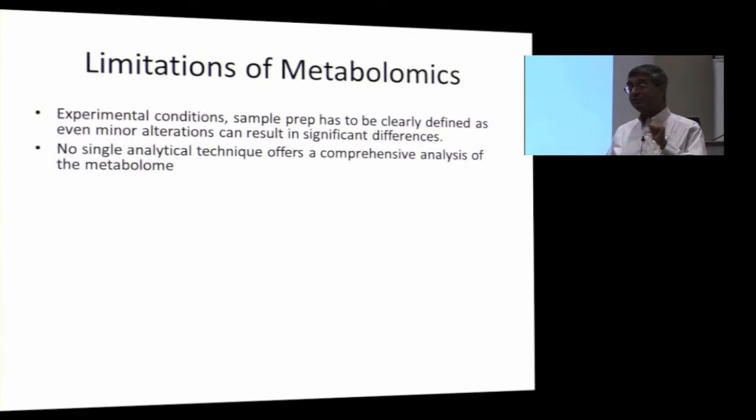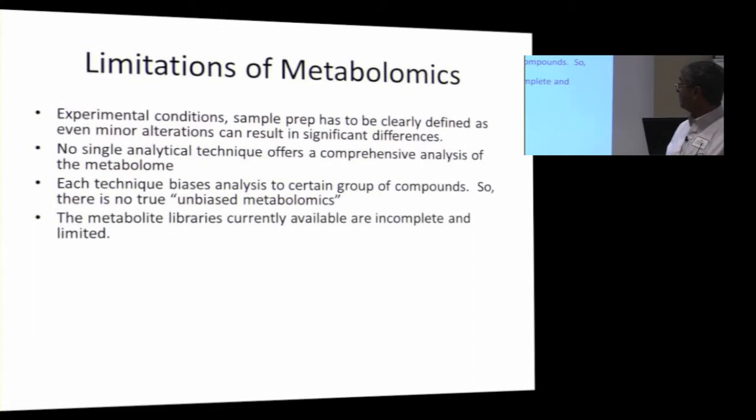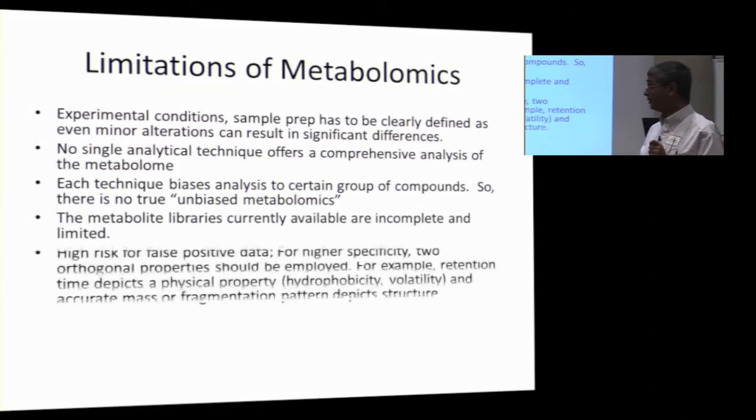So no single analytical technique offers a comprehensive analysis of the metabolome. Each technique biases your analysis one way or the other. So there's nothing called truly unbiased metabolomics. That's why we use the term untargeted now. But you are still going to enrich certain factors based on the analytical tool that you chose. The metabolite libraries currently available are incomplete and rather limited, and it's important for you to understand this. There's a very high risk of false positive data, especially with untargeted analysis.